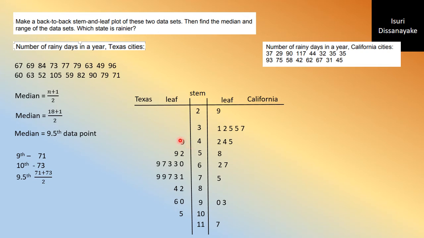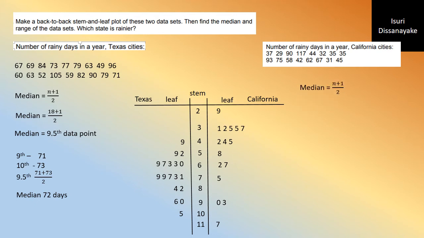How do you find the 9th point? You are calculating it for Texas, that is to the left. So here I go: first data point, second, third, fourth, fifth, sixth, seventh, eighth. The 9th point you have to read as 71. Then the 10th point you have to read as 73. So we have 71 and 73 as the 9th and 10th points. We divide by 2 to get the 9.5th value, which is 72 days.